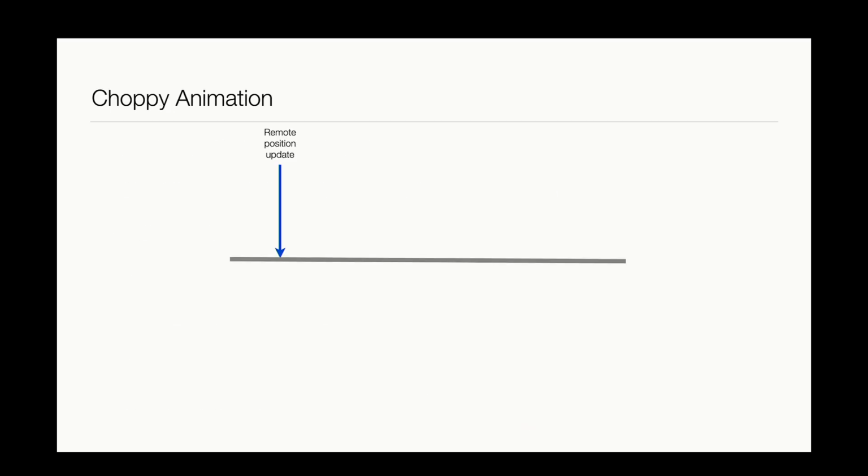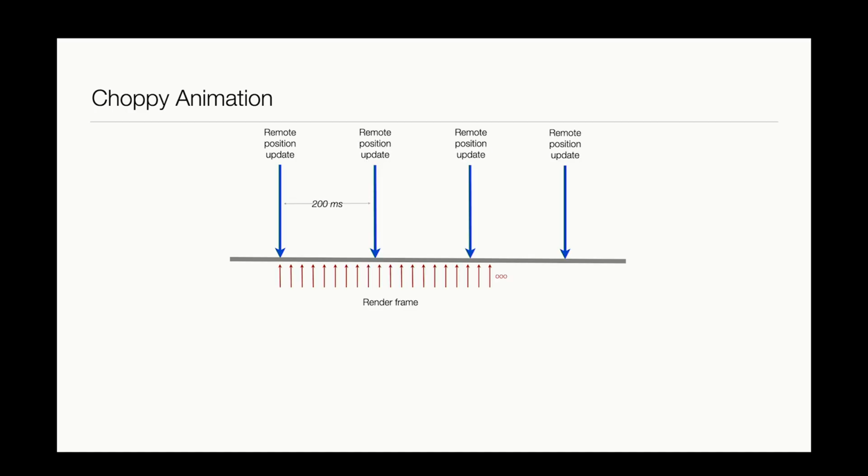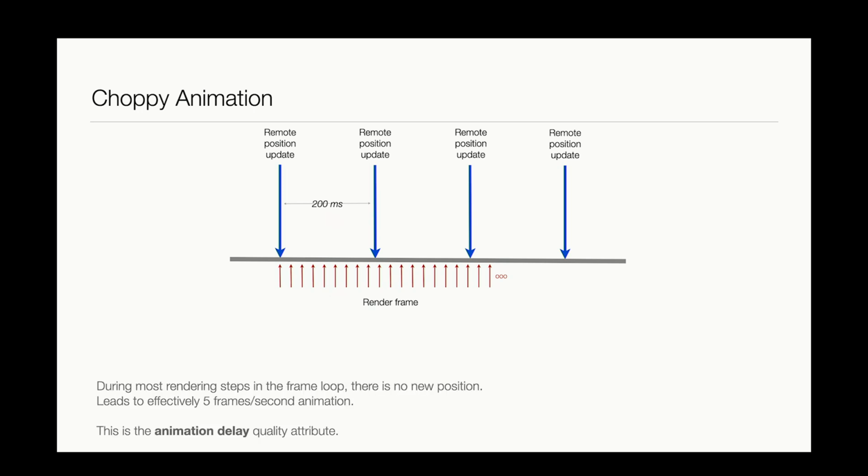Oh, here we go. So you're updating the position every 200 milliseconds. Right? But you're actually rendering at a rate that's much faster than once every 200 milliseconds. Right? Sometimes this isn't so bad. 200 might be a little long.